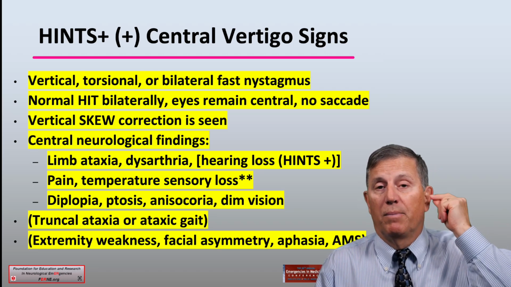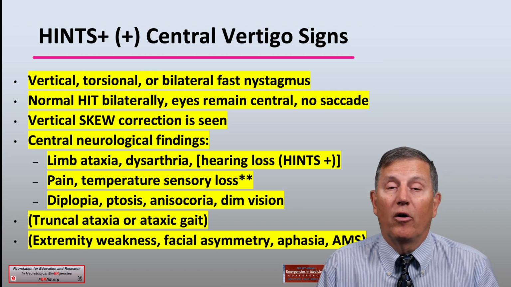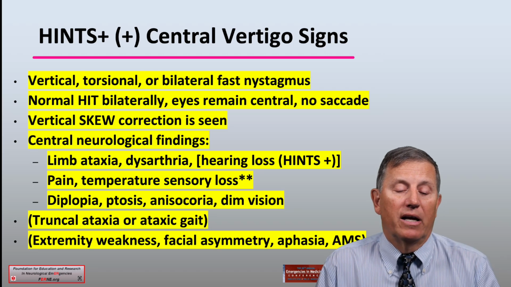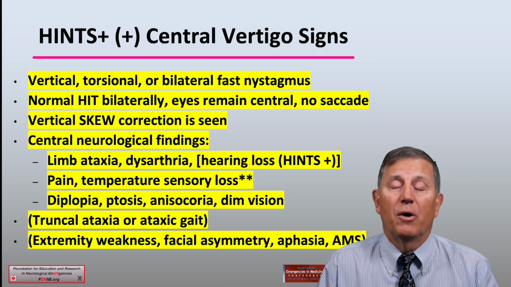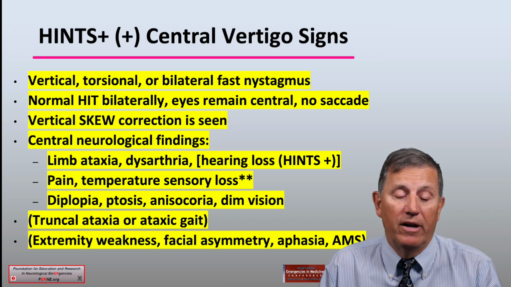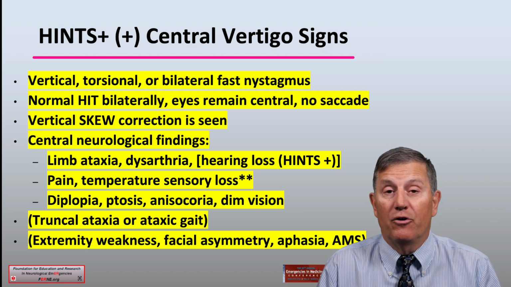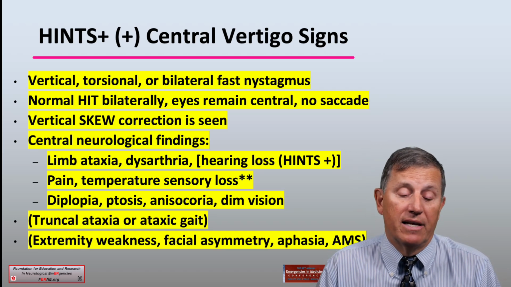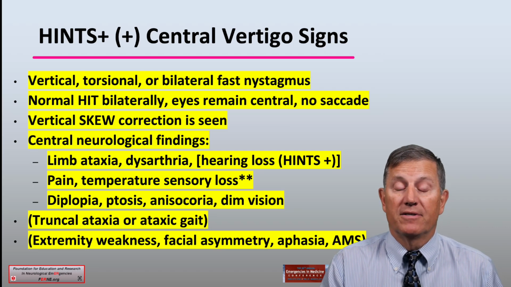Then central neurological findings: limb ataxia, dysarthria, hearing loss, which is the plus in the HINTS Plus exam, pain or temperature sensory loss, diplopia, ptosis, anisocoria, dim vision. And then I've added in parentheses truncal ataxia or ataxic gait, because those are also relevant to posterior circulation ischemia or infarct. And I also add any findings that are related to anterior circulation stroke, such as unilateral extremity weakness, facial asymmetry, aphasia, or altered mental status.